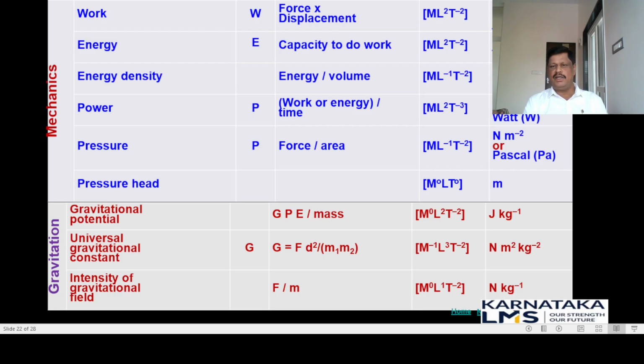So work and energy have the same unit and same dimensional formula. Energy density is represented by energy by volume. This is the dimensional formula, and joule per meter cube is the unit. Similarly, power: power is work or energy by time. M L^2 T^-3 is the dimensional formula. Joule per second, or watt, is the SI unit. Similarly, we can obtain the dimensional formula for pressure, universal gravitation constant, intensity of gravitation, etc. These are the dimensional formulae and these are the SI units.